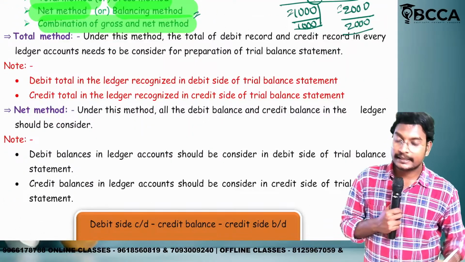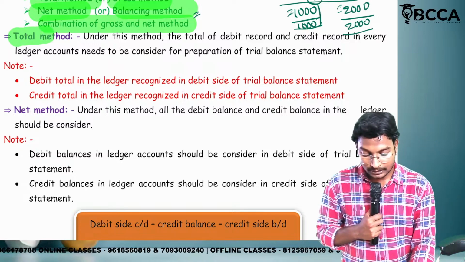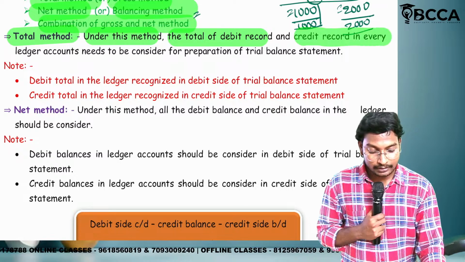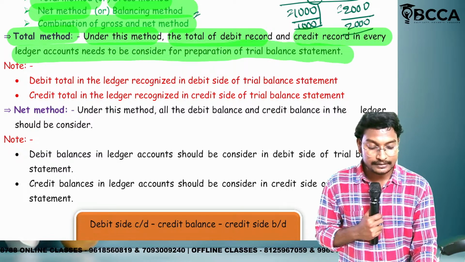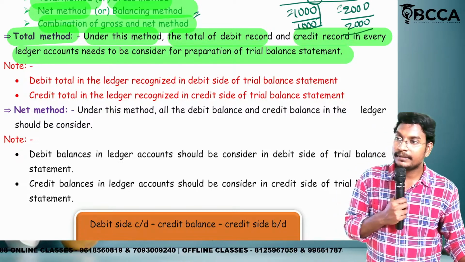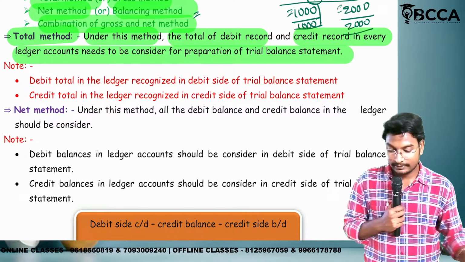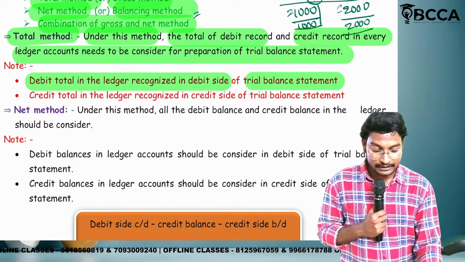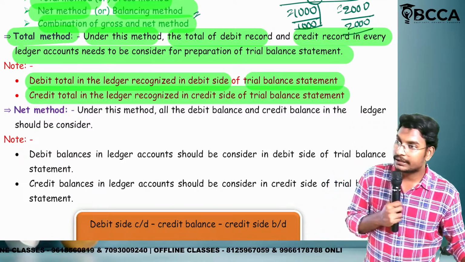There is a clear explanation in the book also. What is the total method, sir? Under this method, the total of the debit record and the credit record in every ledger account needs to be considered for the preparation of the trial balance statement. The debit total in the ledger is recognized in the debit side of the trial balance. The credit total will be recognized in the credit side of the trial balance. Did you get the point now?